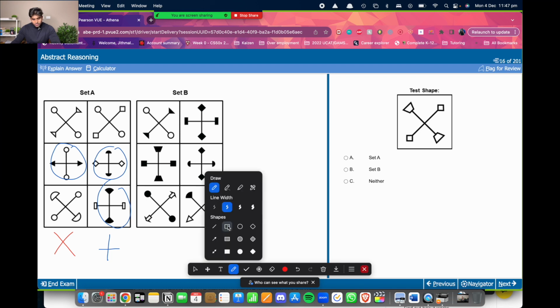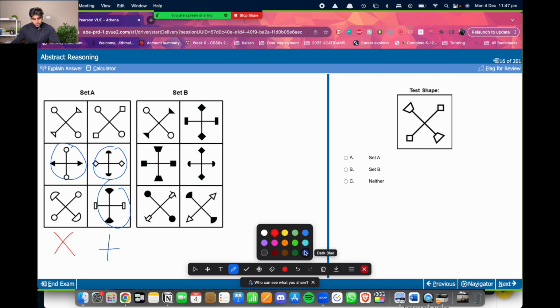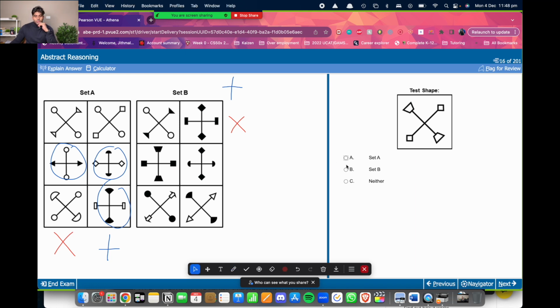On set B, it's slightly different. If it's the same color, it's a plus. If it's a different color, it's an X. So in this one here, they're the same color and they're an X. That must be A, because in A, everything that's the same color is in that X formation. They're diagonal to each other instead. So I'll be putting that down as A. Quite certain I'm correct there.